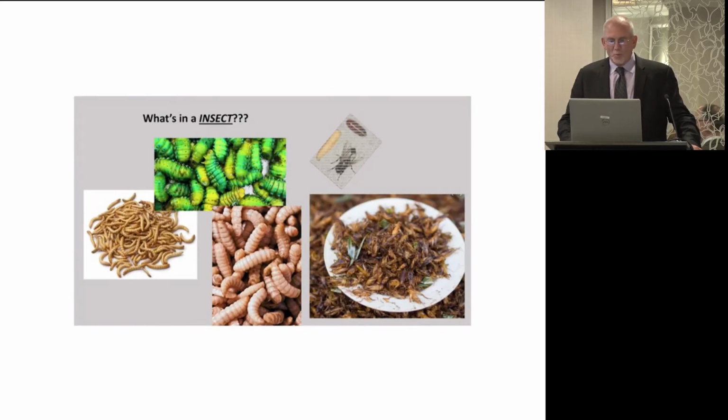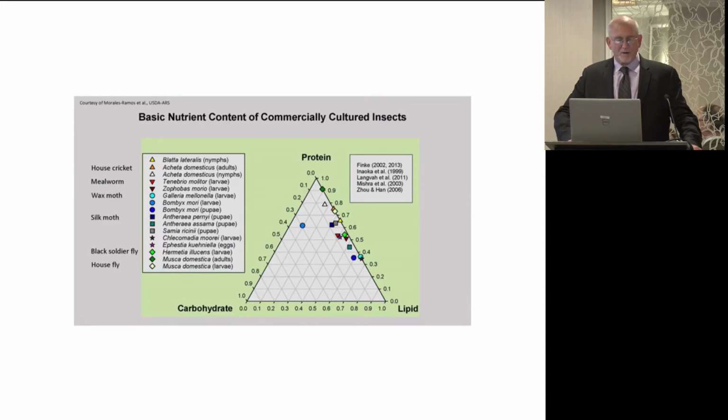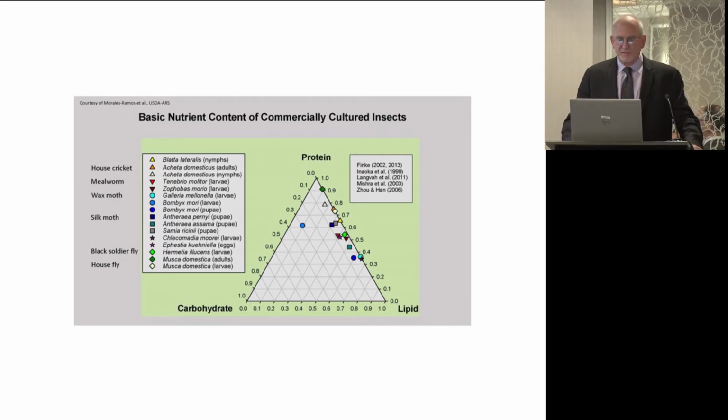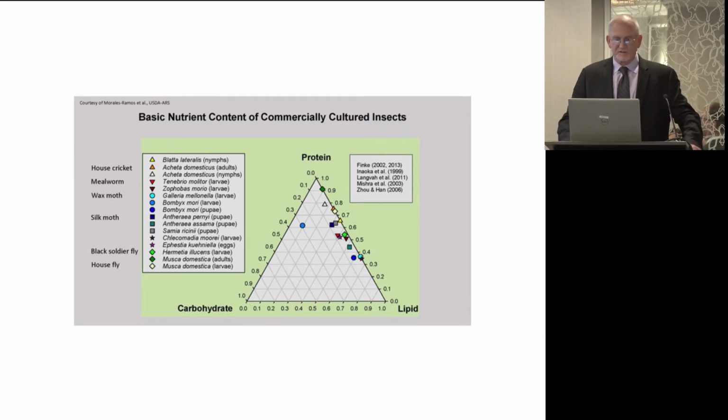Let's start with what is an insect. As was stated earlier, there are a number of insects out there. There are a lot of larvae. There are whole insects like the cricket. And why insect? One of the things that's pointed out with insects is their nutrition.